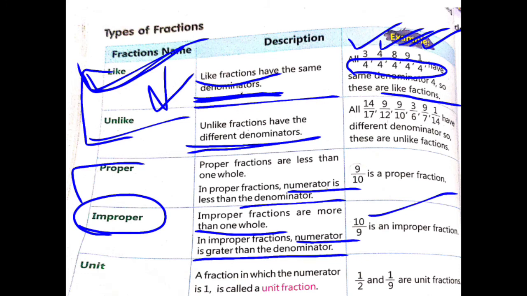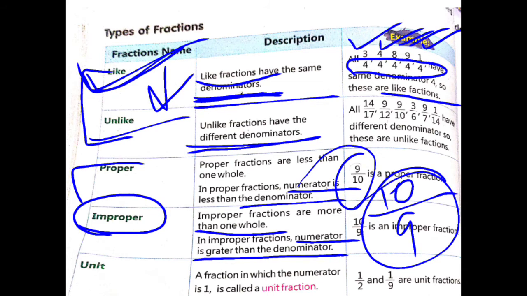Example is given here. You can do the opposite of this one, 9 upon 10. If you are writing the fraction as 10 upon 9, then the numerator is greater. This is numerator. So it is greater than the denominator because denominator is 9 and numerator is 10. So in this case, we call that improper fraction.